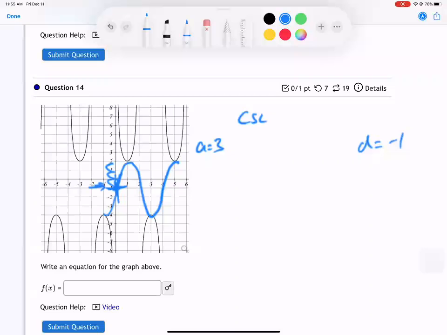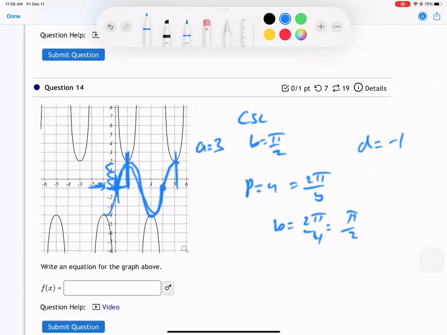And my b value is going to be the hardest part. If I go 0, up 0, down 0, looking here, that looks like 4. My p value is 4. If you double check here, from 1 to 5, that's a repeat. That's going to be 4 also. 2 pi over b, b is equal to 2 pi over 4, which is pi over 2. My b value is pi over 2.